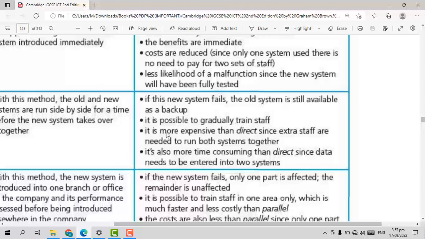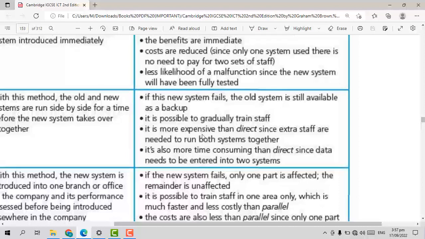Now the next one is it's more expensive than direct since extra staff are needed to run both systems together. It's more expensive because I'm going to have people who are using the old system and I'm going to need more people to work on the new system. So it's more expensive. I'm going to pay both those employees, right?